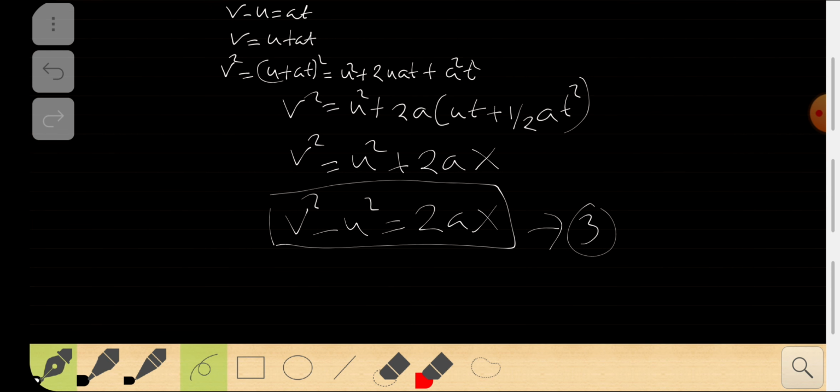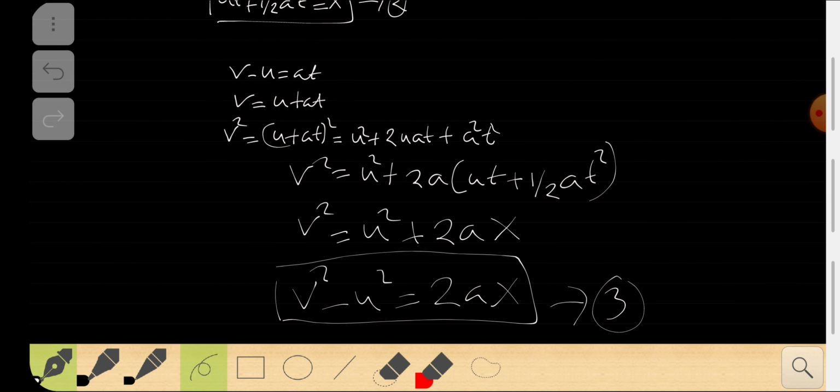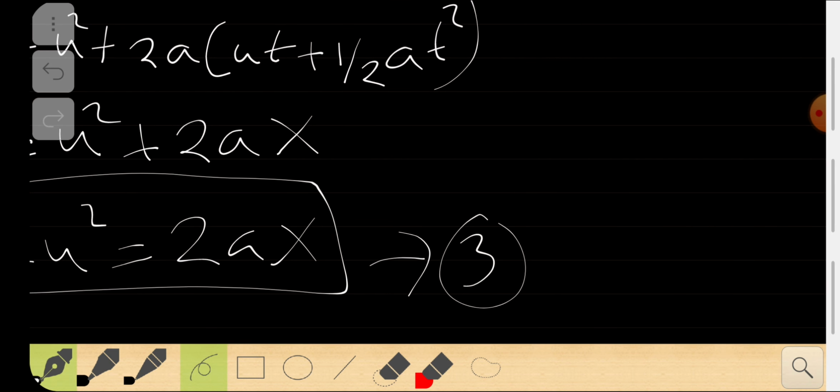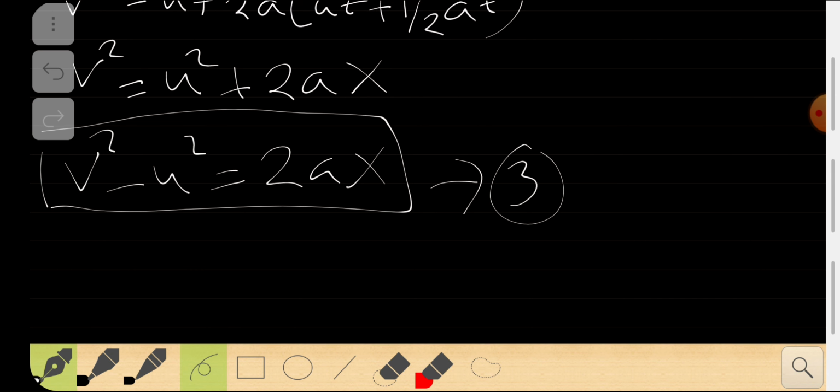So these are the basic equations of motion. And now we have discussed acceleration, velocity, displacement, speed, and the equations of motion. So these are the basic things that you need to remember. I'm going to close this whole thing right now, and I'm going to get back to that equation anyways.